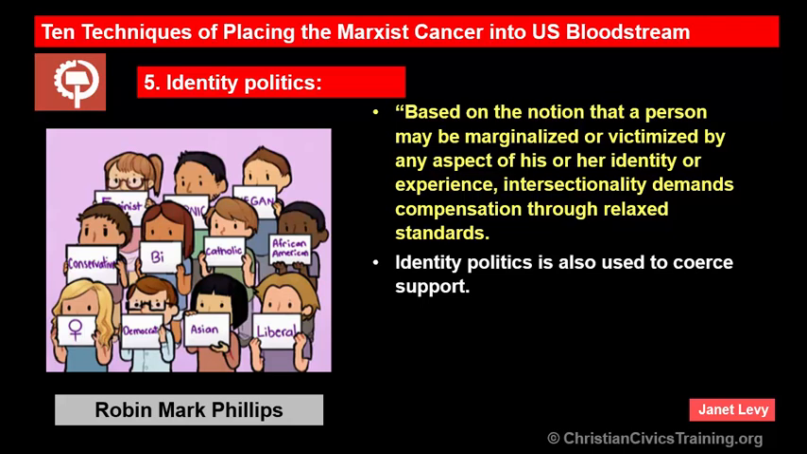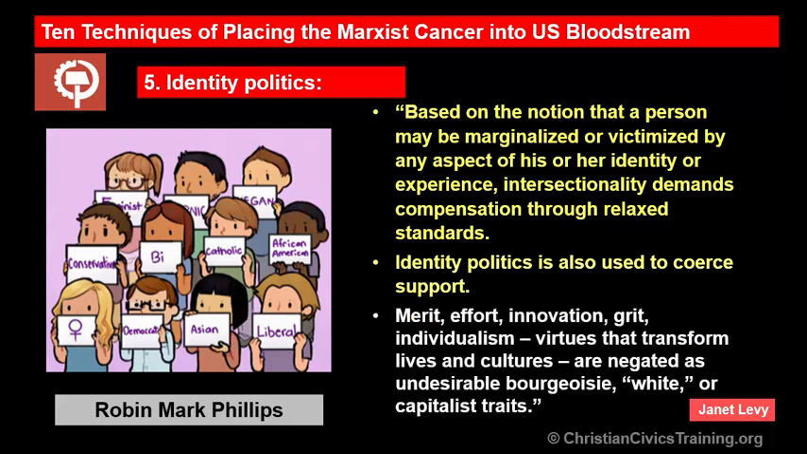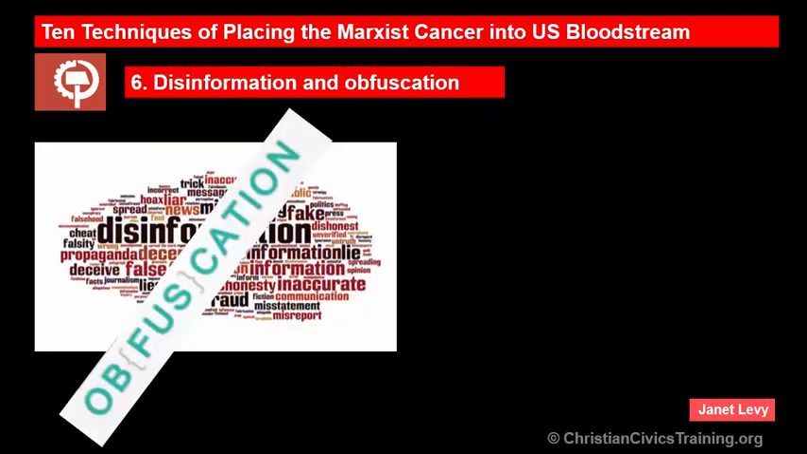Identity politics is also used to coerce support. Merit, effort, innovation, grit, individualism, virtues that transform lives and cultures, are negated as undesirable white or capitalist traits. Sixthly is disinformation and obfuscation.